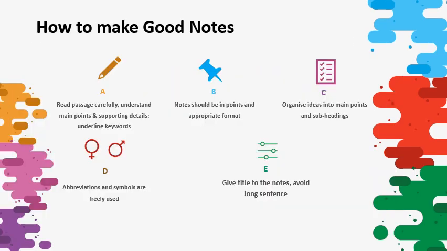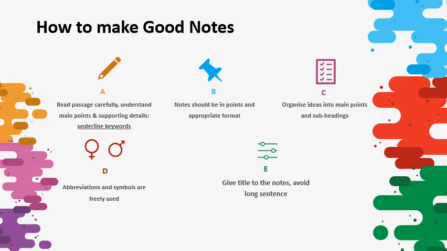As I've earlier said, note making is a skill, and in order to master that skill, we need to keep in mind these 5 points. A. Read the passage carefully, understand main points and supporting details. So when we read the passage, we need to understand what are the main points and what are the supporting details so that we can segregate them and make notes.